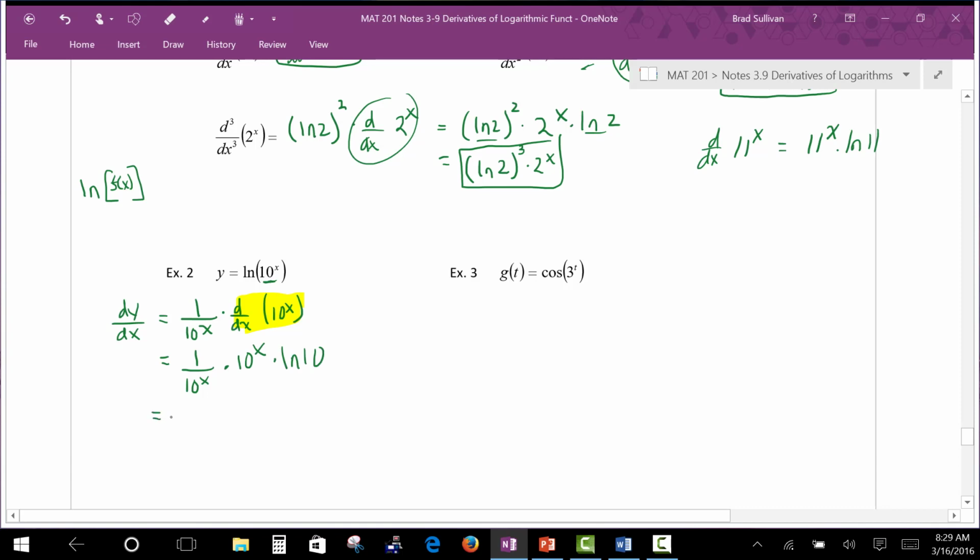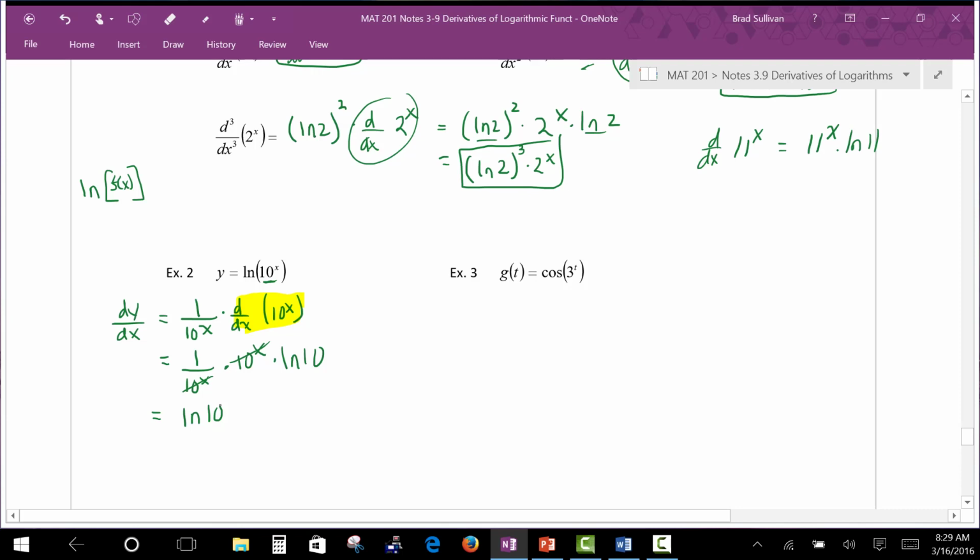So is the problem done? There's a simple cancellation, isn't there? You can reduce that. That's 1. So the answer is ln of 10. Whatever that is, that's a constant. That's the exact answer. If you did that on your calculator, ln of 10, you'd get a bunch of decimals and stuff. Does that make sense? We've got chain rule embedded from here on out on most of these derivatives.